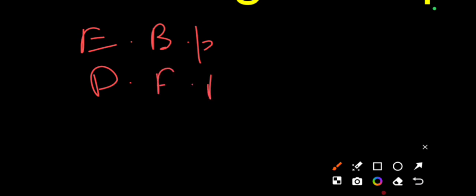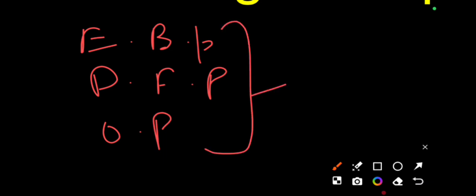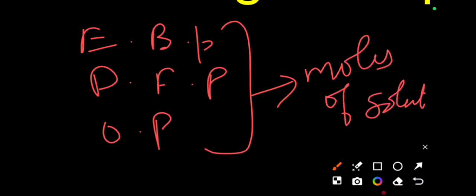For example, elevation in boiling point, depression in freezing point, osmotic pressure. First, you have to tell me that in every case we have used the moles of solute. Definitely we have used. Okay, so wherever moles of solute come, all are colligative properties. So we can say now that colligative properties depend upon the moles of solute. Okay, so that involves colligative property.